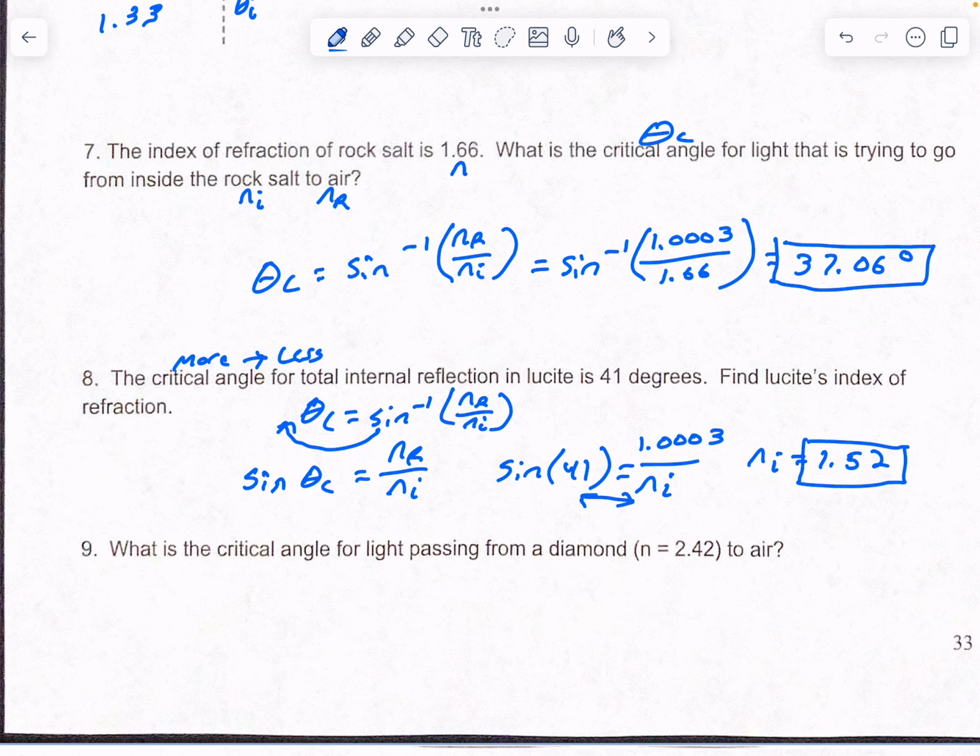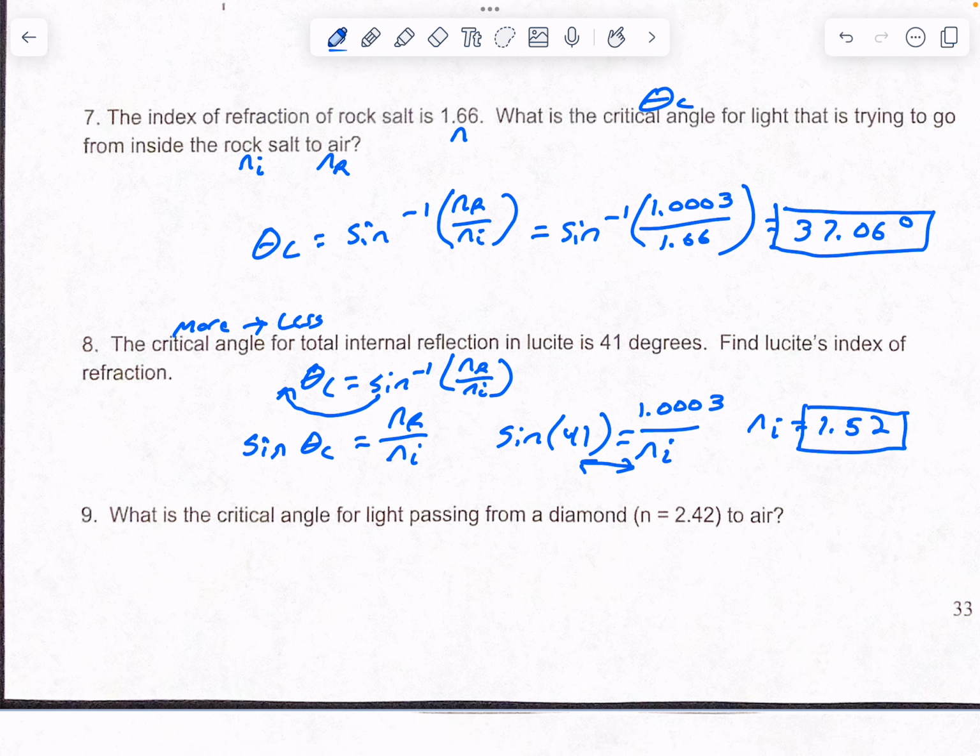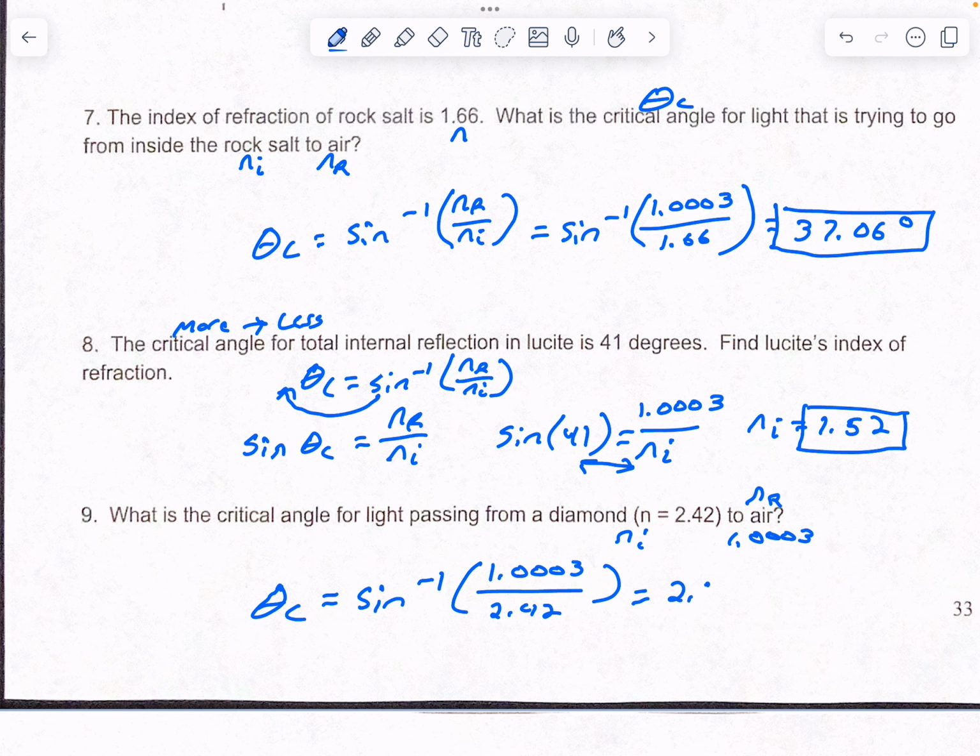Okay, 9, what is the critical angle for light passing from a diamond to air, so air is 1.0003. Okay, so I'm going from a diamond, so that is my NI, and this is my NR. Okay, so we're going to find our critical angle, inverse sine of NR over NI, so 1.0003 over 2.42. And we get an angle of 24.42 degrees.